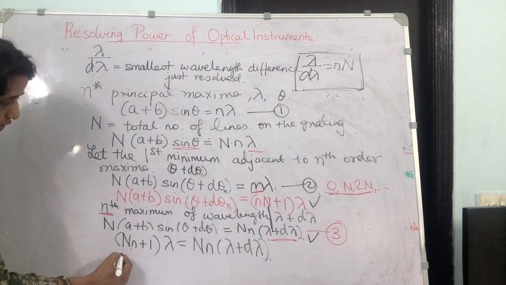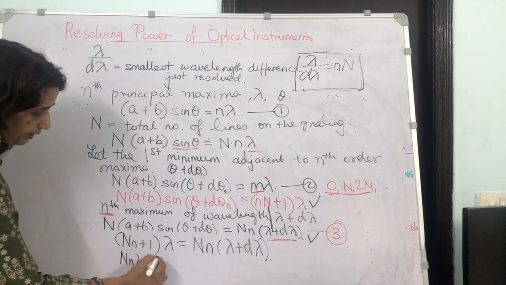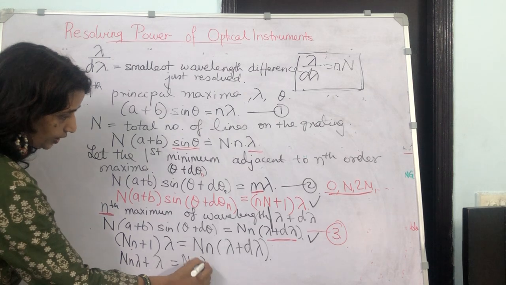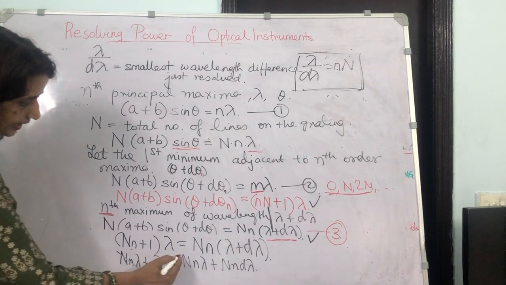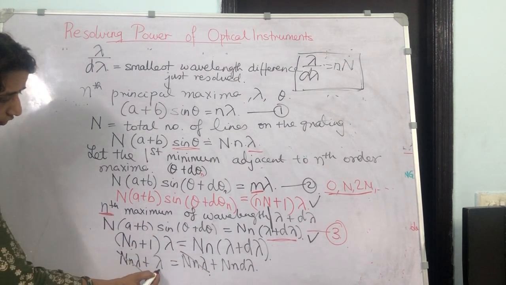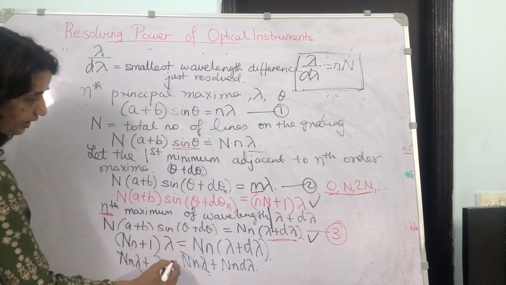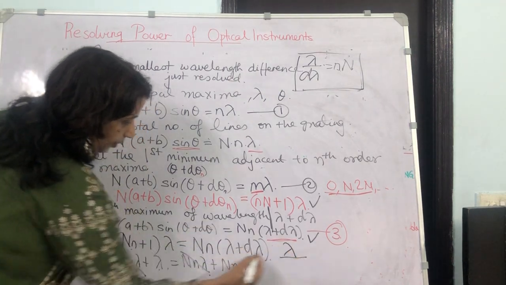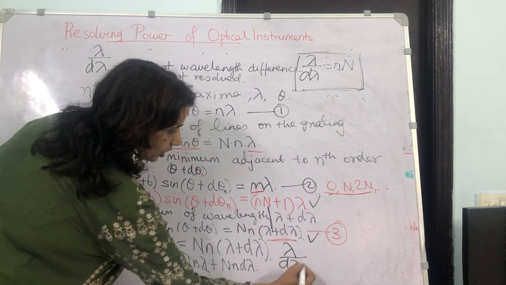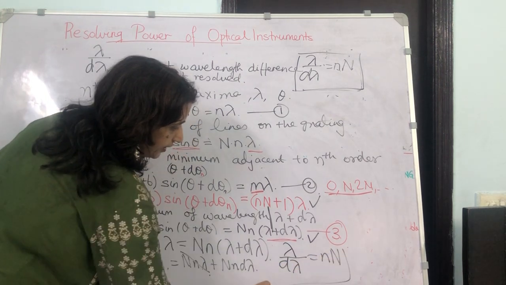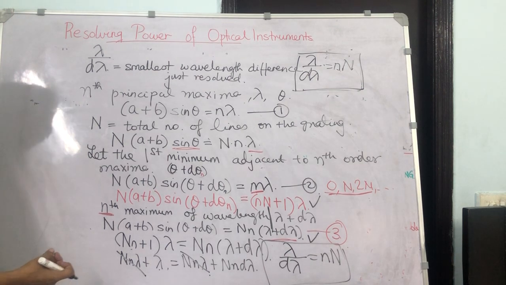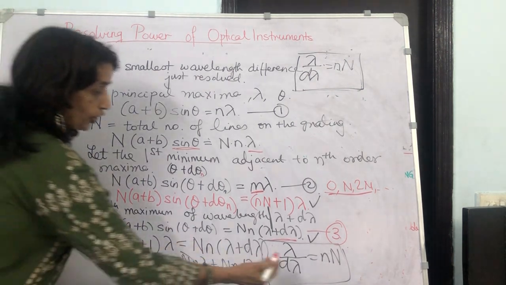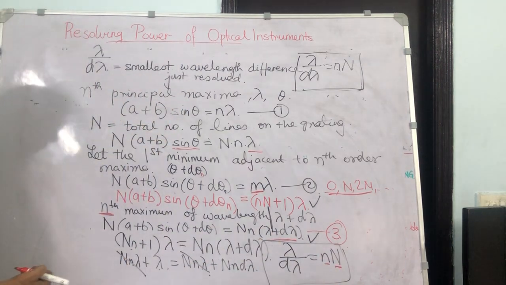And now you just open it. You get nN lambda plus lambda is equal to nN lambda plus nN d lambda, right? This and this get cancelled. You are left with lambda upon d lambda is equal to nN. This is known as the resolving power of an optical instrument, which is equal to the product of the order of the spectra into the total number of spectral lines, right?